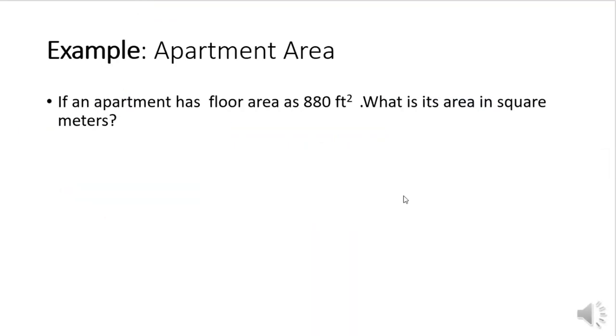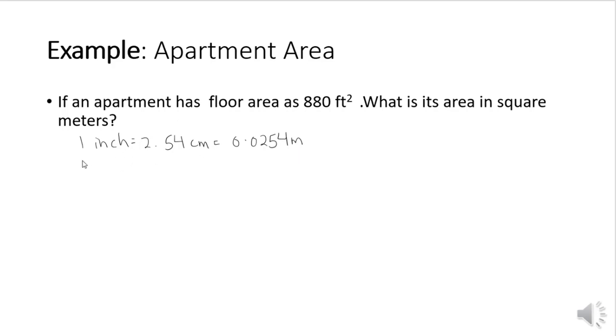If an apartment has floor area as 880 feet square, what is its area in square meters? So here we need to know the relationship between feet to meters. So we know that 1 inch equals, as I just wrote in the last slide, 2.54 centimeter, or I can say that it is equal to 0.0254 meters. So now I know the relation between inch and meters.